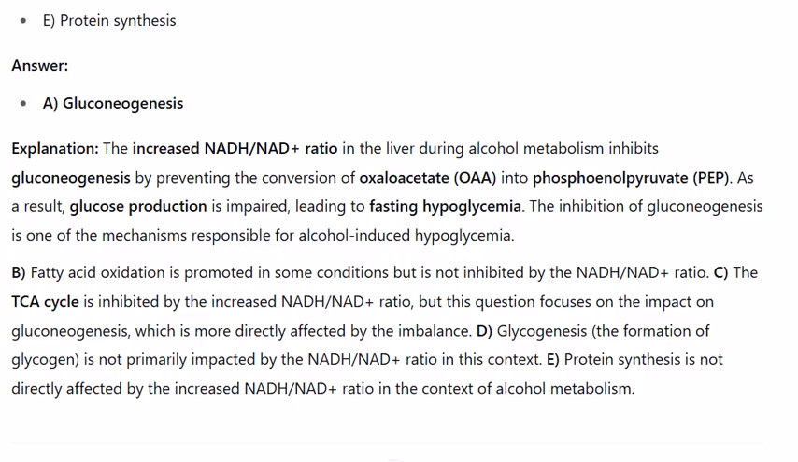B. Fatty acid oxidation is promoted in some conditions, but is not inhibited by the NADH/NAD+ ratio. C. The TCA cycle is inhibited by the increased NADH/NAD+ ratio, but this question focuses on the impact on gluconeogenesis, which is more directly affected by the imbalance. D. Glycogenesis. The formation of glycogen is not primarily impacted by the NADH/NAD+ ratio in this context. E. Protein synthesis is not directly affected by the increased NADH/NAD+ ratio in the context of alcohol metabolism.